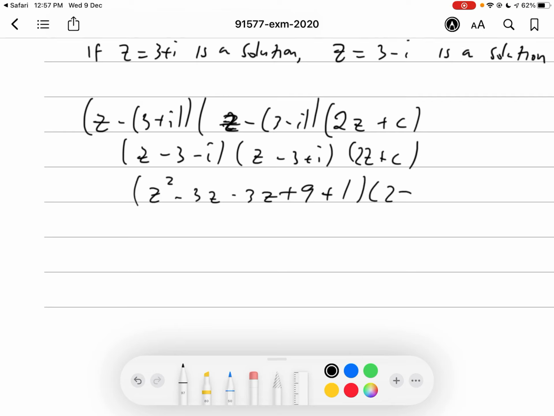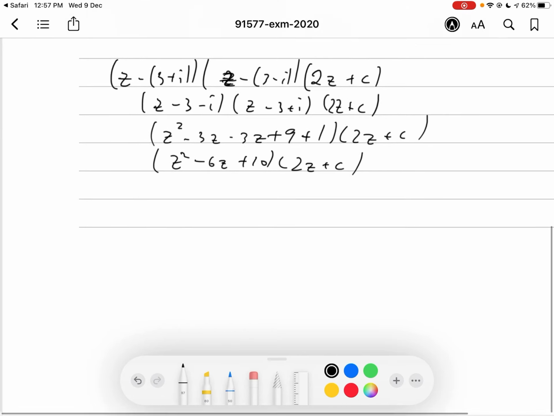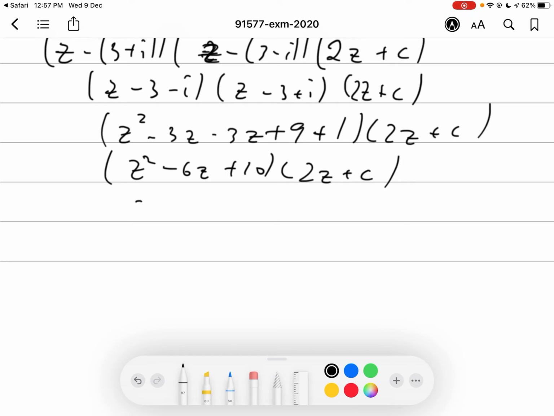And that's going to be multiplied by 2z plus c. So we're going to add up the like terms here. So z squared minus 6z plus 10 times 2z plus c. I'm going to expand this one out again. Okay, so we're going to end up with 2z cubed plus cz squared minus 12z squared minus 6cz plus 20z plus 10c.